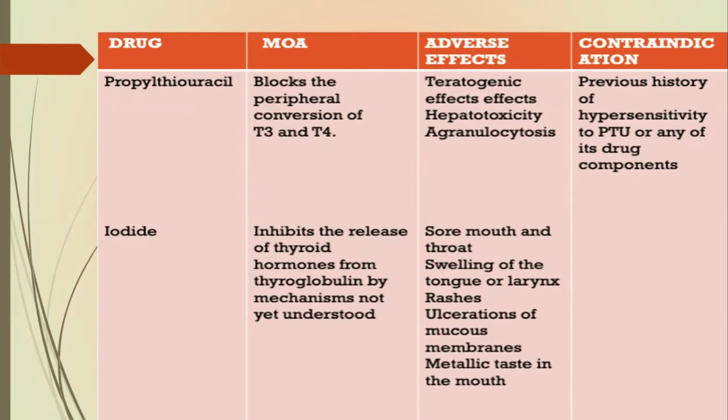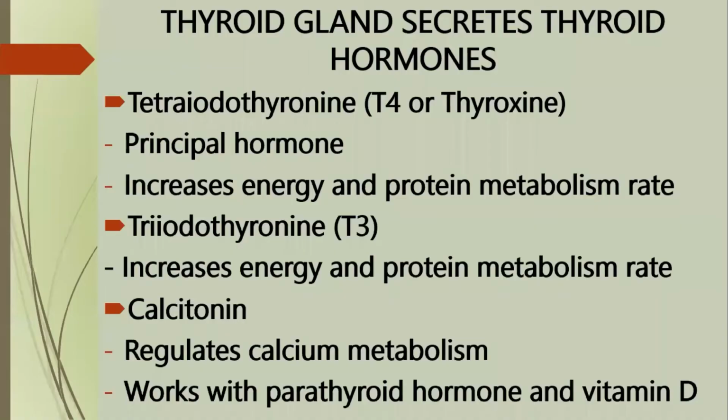Iodide, its mechanism of action, inhibits the release of thyroid hormones from thyroglobulin by a mechanism not yet understood. Adverse effects: sore mouth and throat, swelling of the tongue or larynx, rashes, ulceration of mucous membranes, metallic taste in the mouth. Contraindication: previous history of hypersensitivity to the drug or any of its components.